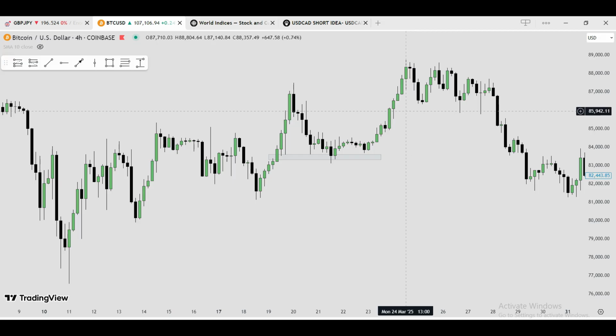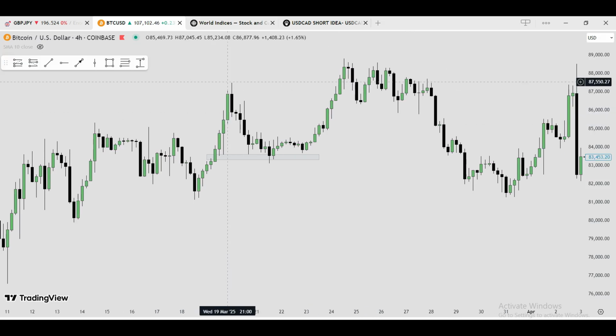Now a swing high was formed here, and then price will trace back into this imbalance here plus this old high here.